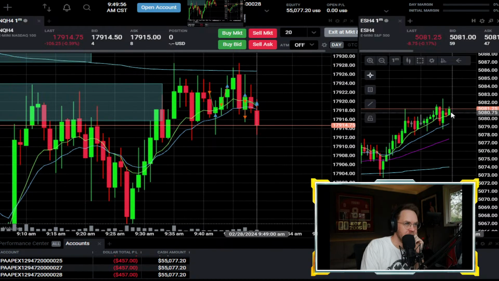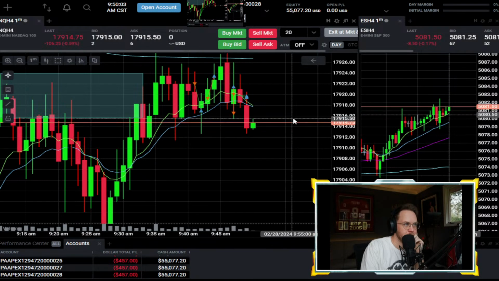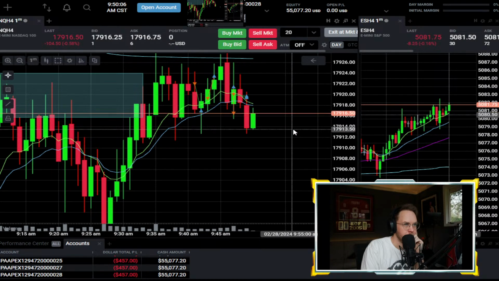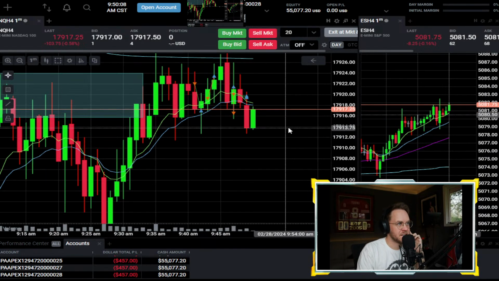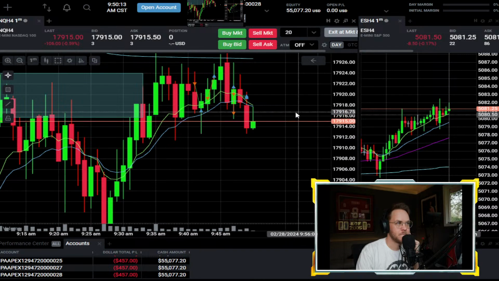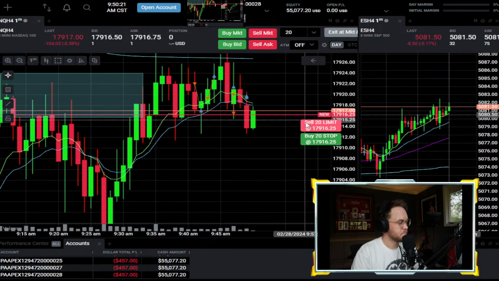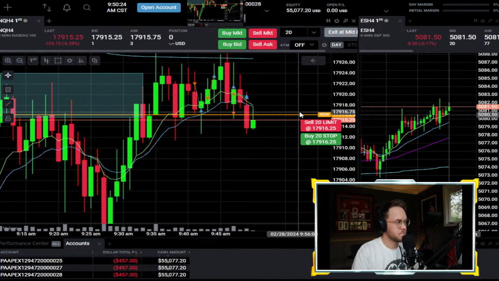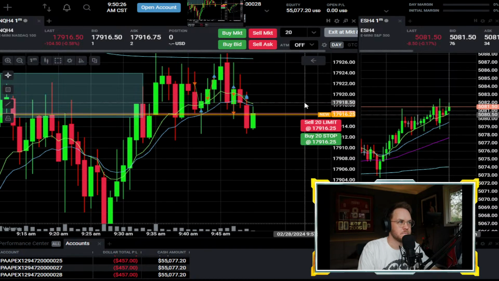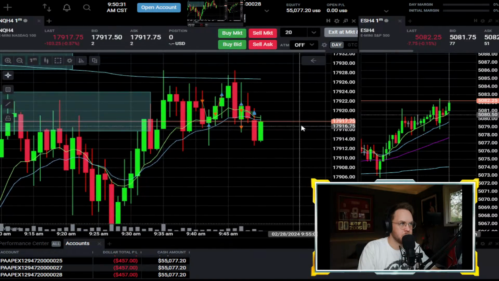That's crazy. The ES is trying to break to the upside. The Nasdaq's trying to break to the downside. Let's see what happens here. Yeah. Nasdaq's catching a bid. Yeah, Nasdaq's catching a big bid.